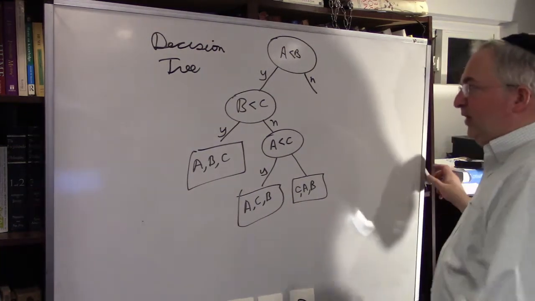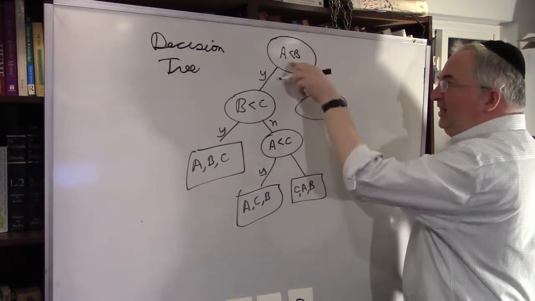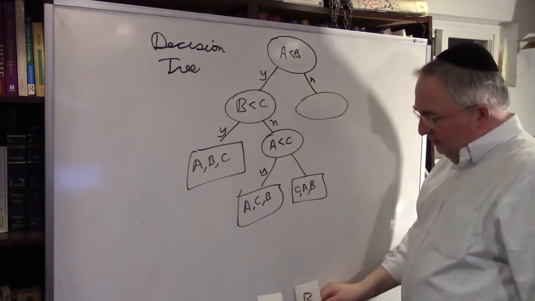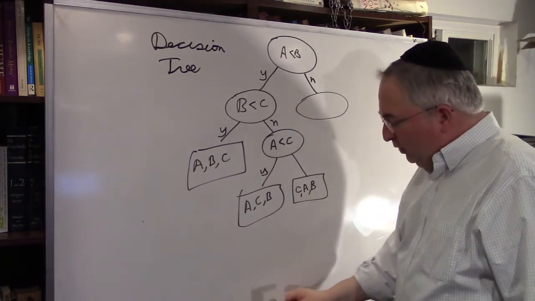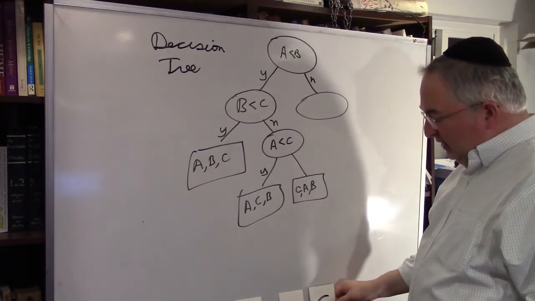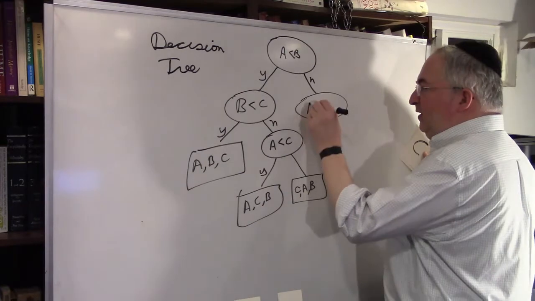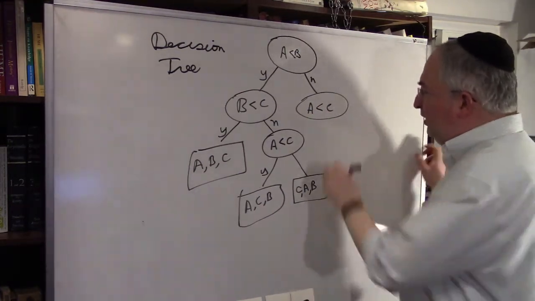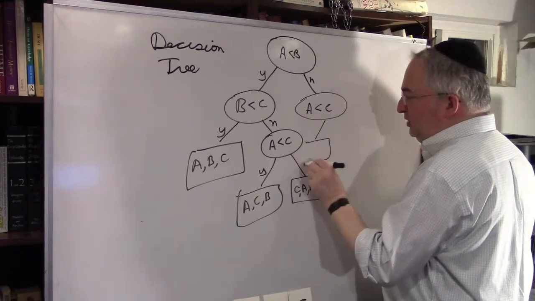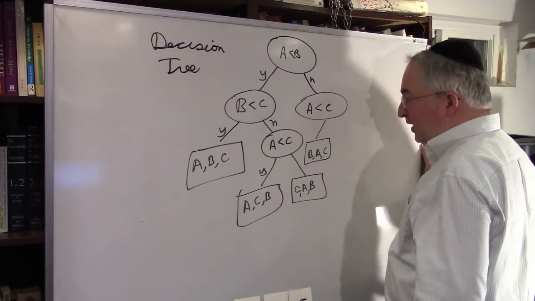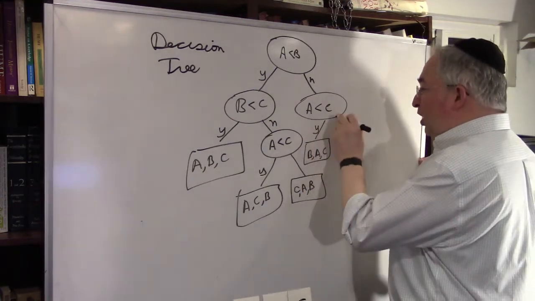That's great. What happens if A is not less than B? So I ask, is A less than B, and the answer is no, so we know it's going this way. Now what's a good question to ask? Is A less than C? If A is less than C, then you know the answer is B, A, C.